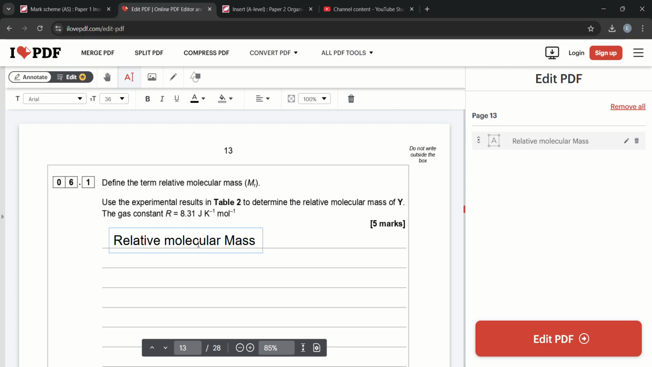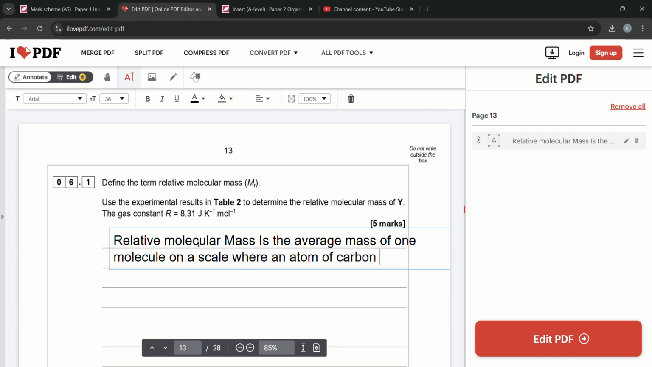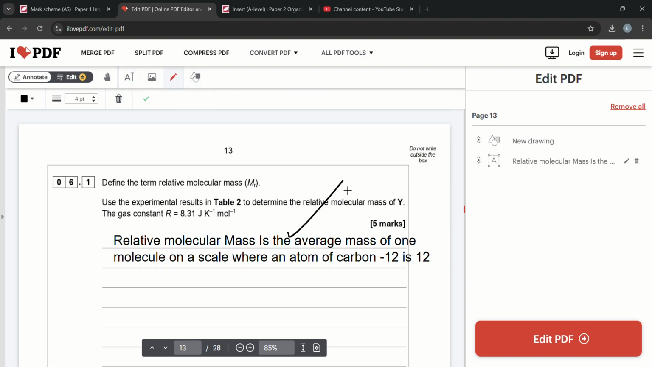So relative molecular mass is the average mass of one molecule, right? Average mass of one molecule. So let me type it up. It is the average mass of one molecule on a scale where an atom of carbon-12 is 12.